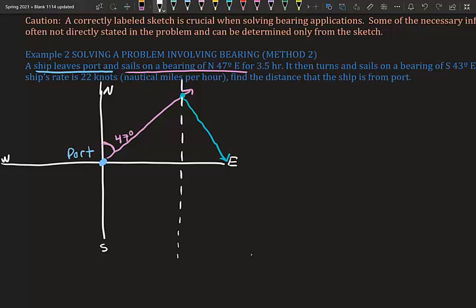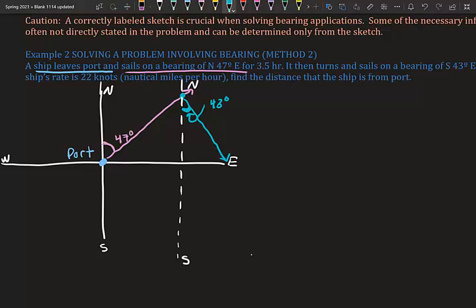Anytime you have another bearing, you turn or anything like that, you have a new never eat shredded wheat. So that's now our new north. And that's our new south. So we turn at another 43 degrees. So remember, it comes from the bearing. So from the bearing, this right here is 43 degrees.